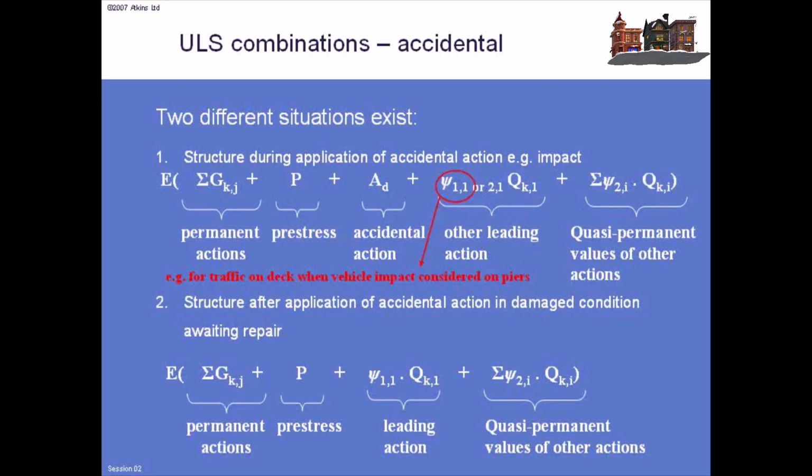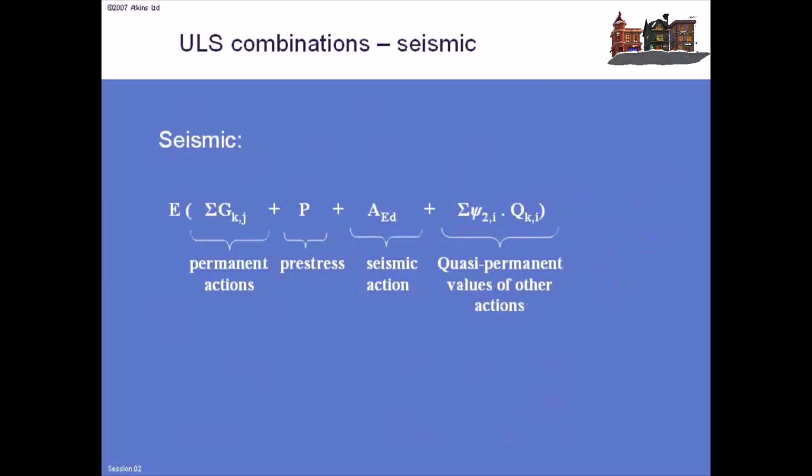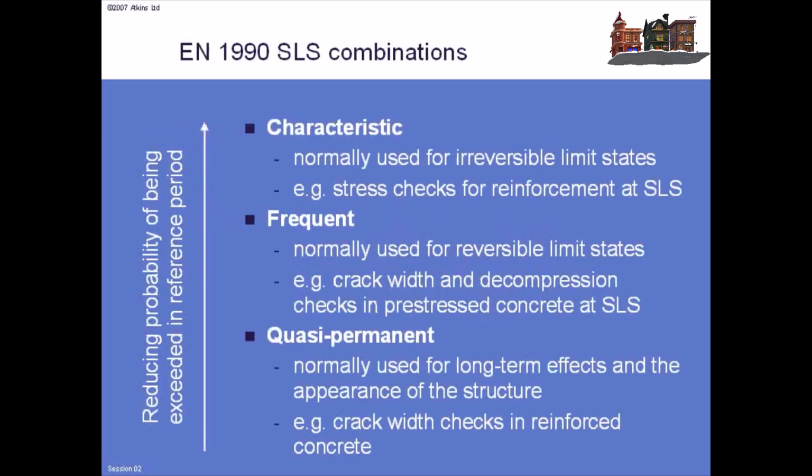And seismic is really a special version of the accidental combination, if you like. Again, there are no load factors there. The seismic action is the leading action, and for seismic, all other variable actions, including traffic, have their quasi-permanent values. So for seismic events, Psi2 for traffic loading is 0, so we don't have traffic on the bridge in a seismic event. So that's ULS. Serviceability similarly has 3 generic combinations.